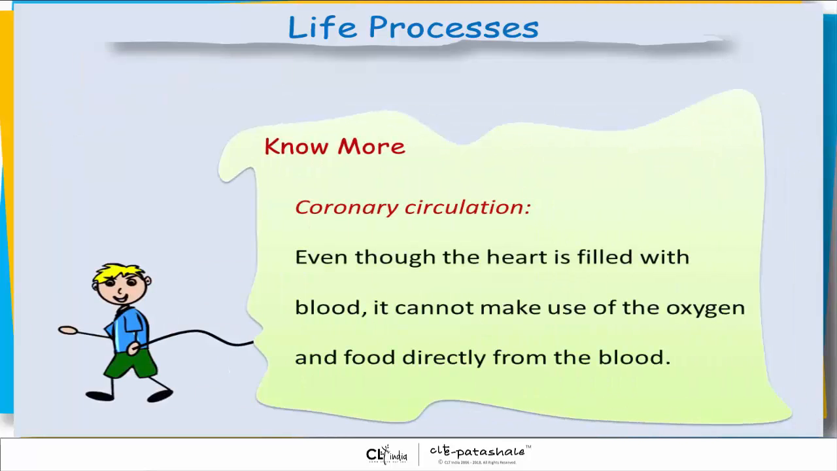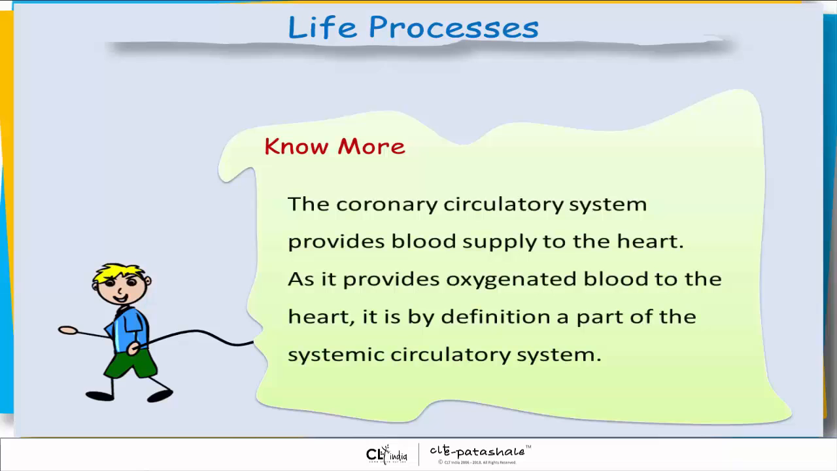Coronary circulation. Even though the heart is filled with blood, it cannot make use of the oxygen and food directly from the blood. The coronary circulatory system provides blood supply to the heart. As it provides oxygenated blood to the heart, it is by definition a part of the systemic circulatory system.